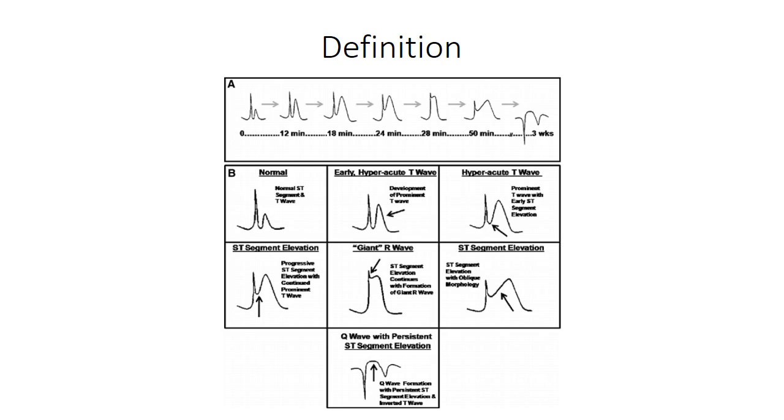Now in J31, you may see STEMIs that come in at different times, meaning somebody has chest pain right away and comes in, or someone has had on and off chest pain for several hours and comes in. And there's a concept called the evolution of the ST elevations on an ECG. This graphic is from a paper by Nabel et al.